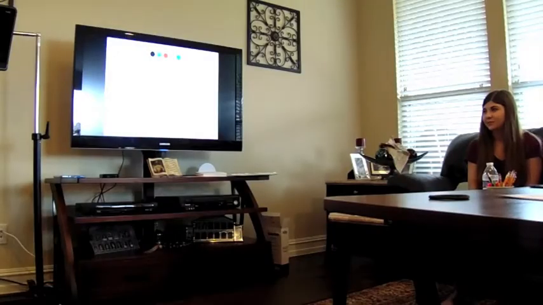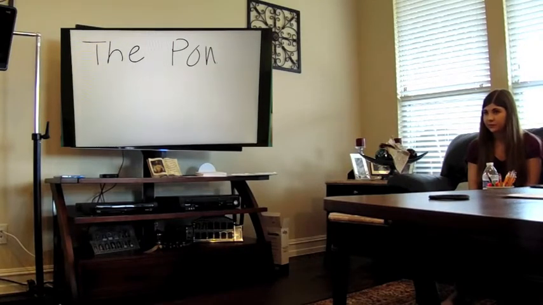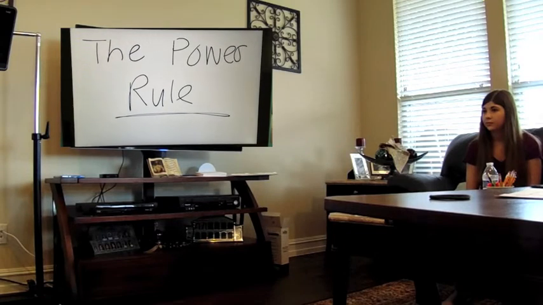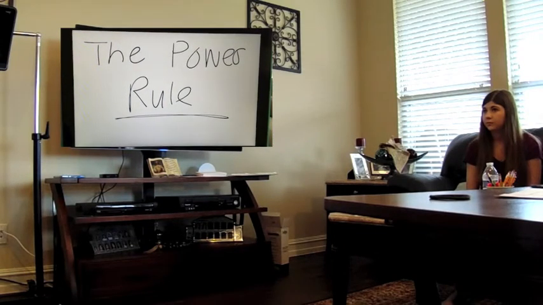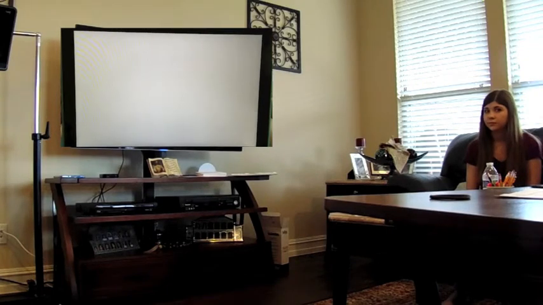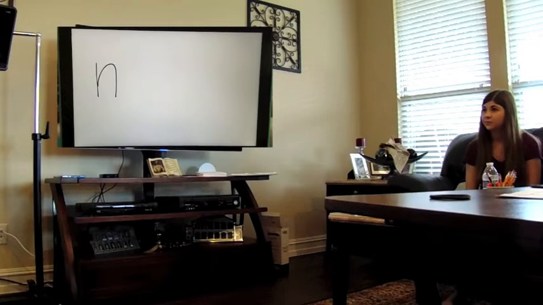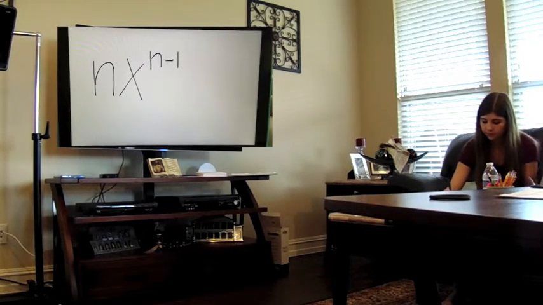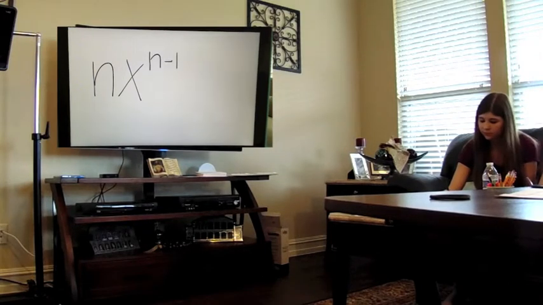So next is the power rule. Usually in AP Calculus you learn the formal definition of a derivative, but this power rule is like the cheat sheet, and once you get used to it, it's what you use all the time. Basically the power rule, I'm just going to write the equation. It's n, which is any number, x to the n minus 1 power.